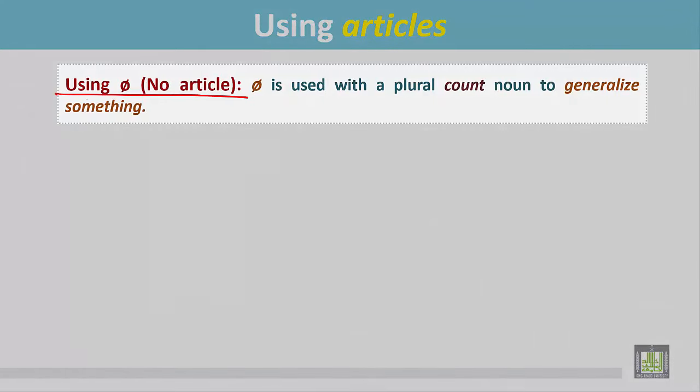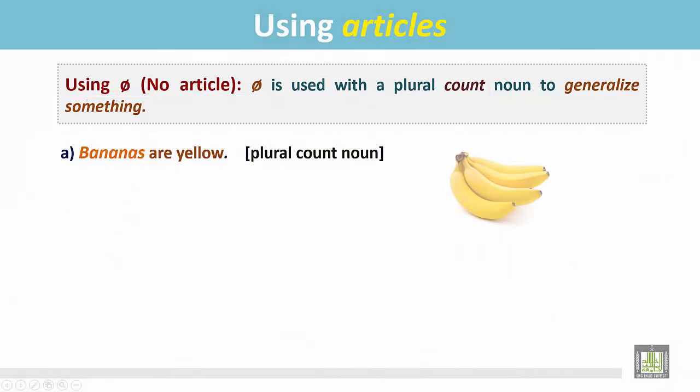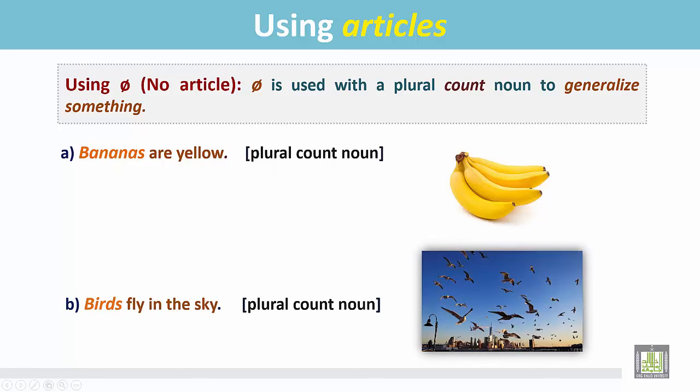Using no article. We do not use article with a plural count noun to generalize something. Bananas are yellow. Here, bananas are plural count noun and no articles are used to generalize that bananas are yellow. Birds fly in the sky. Here, birds is a plural count noun. To generalize birds fly in the sky, there is no article before birds.